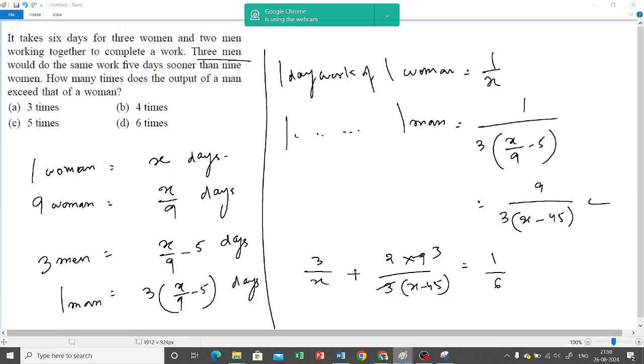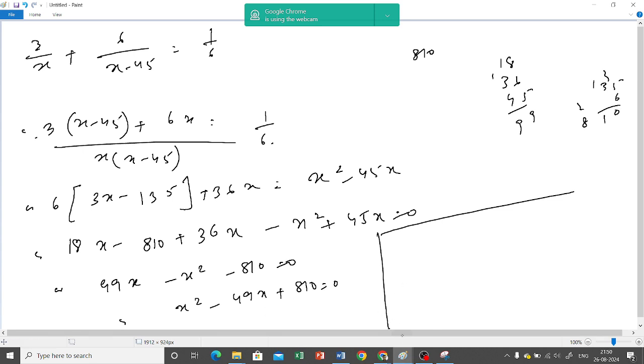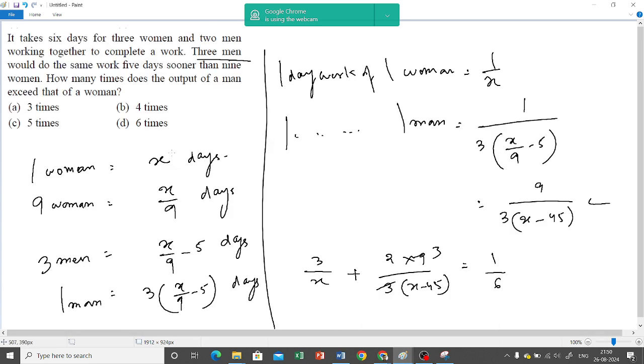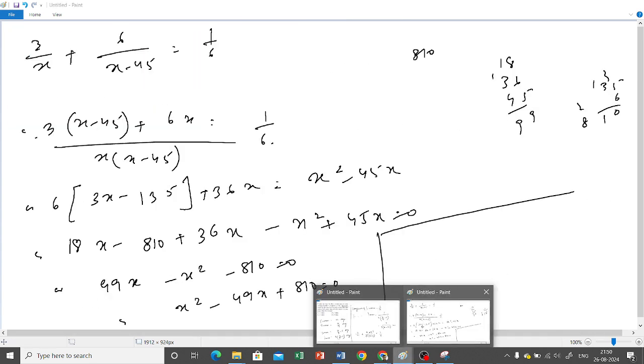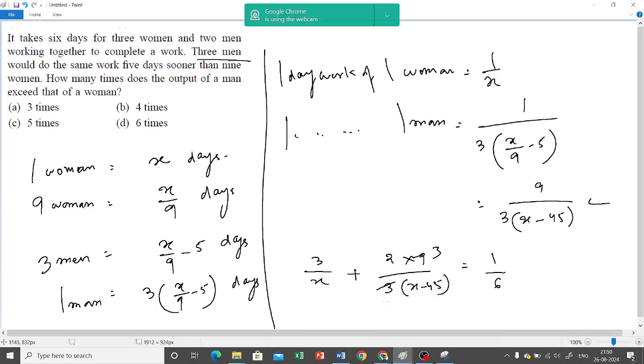Now, rather than solving this equation, if I put different values of x, I can check. So if I put x equals 3, oh no, this will not work. Because how many times does the output of a man exceed that of a woman?